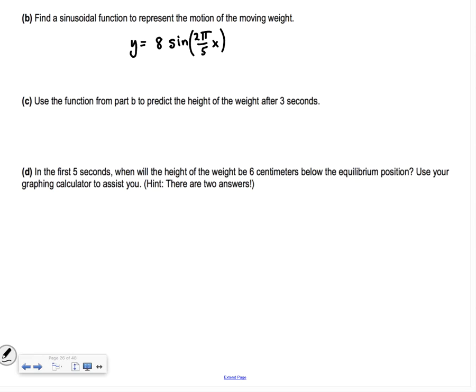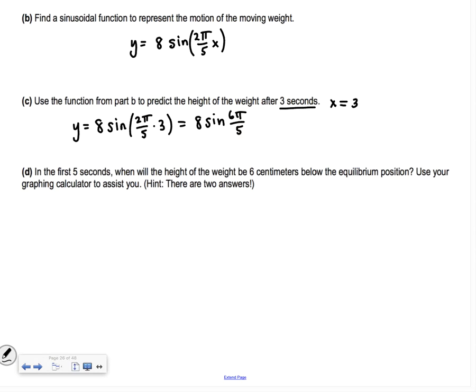And it says use the function from part B to predict the height of the weight after 3 seconds. Okay, so that's our time. So that's going to be our x value. So we're saying in 3 seconds. So we're going to have y equals 8 times sine of 2 pi over 5 times 3. Okay, so we have 8 sine of 6 pi over 5. Now this is not a unit circle value, so I will allow you to use your calculator on this. So go ahead and get your calculator out. And just make sure that you're in radian mode like usual.